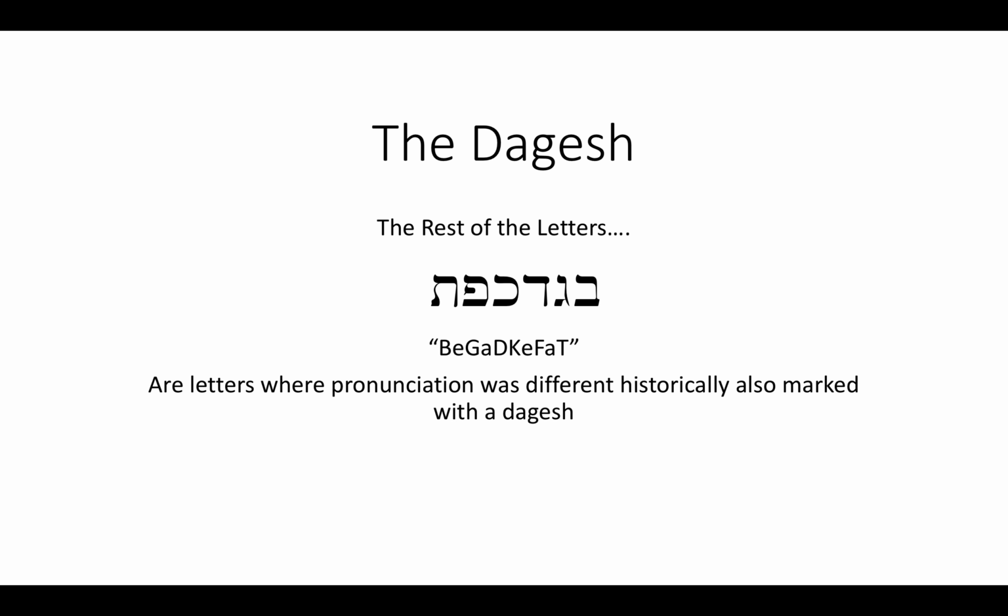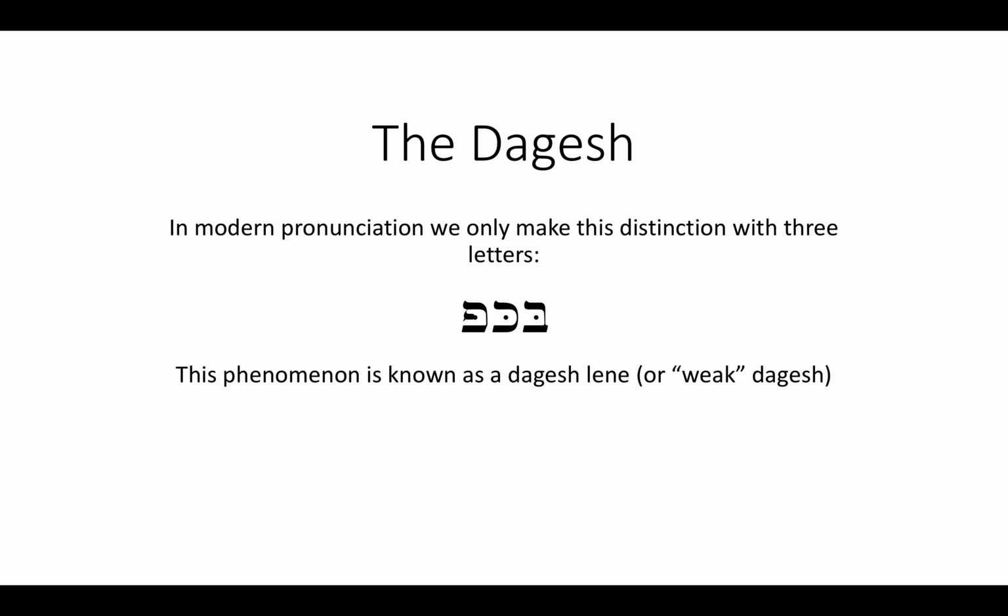So these are letters, as we mentioned in class, where the pronunciation historically was different, and this difference, or the possibility of difference, was marked with a Dagesh historically. However, in our modern pronunciation, we only make this distinction with three letters, which you already know. The bait can be either b as in boy or v as in vase.